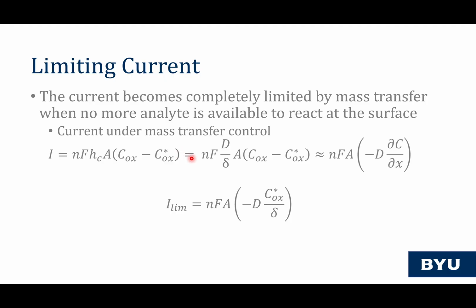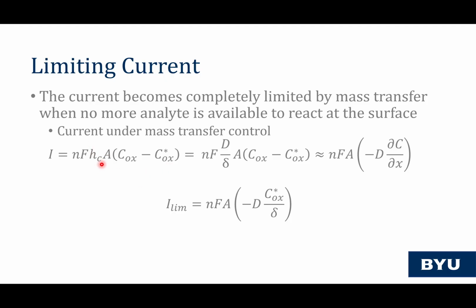We define the limiting current in terms of this diffusion layer. So here we have the current, it's equal to n, which is the number of electrons exchanged in our reaction, F, which is the charge per mole of electrons, h_c, that's our mass transfer coefficient, A, the area of our electrode, and then the difference in concentration between the concentration at the surface of our electrode and the bulk.